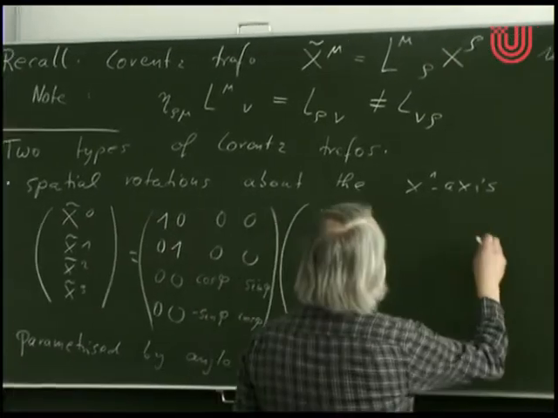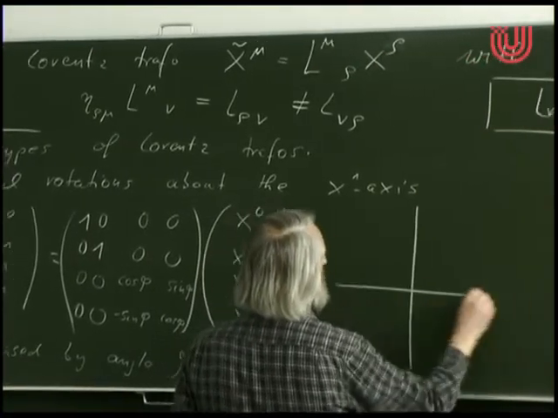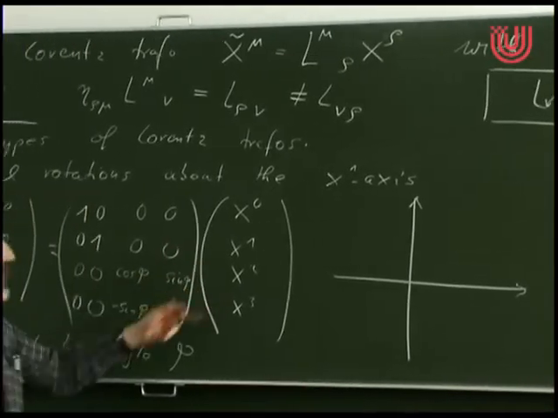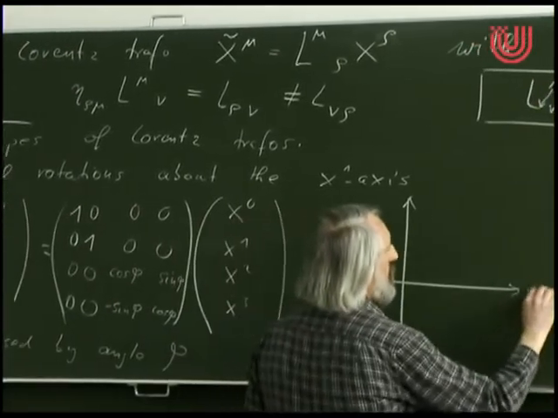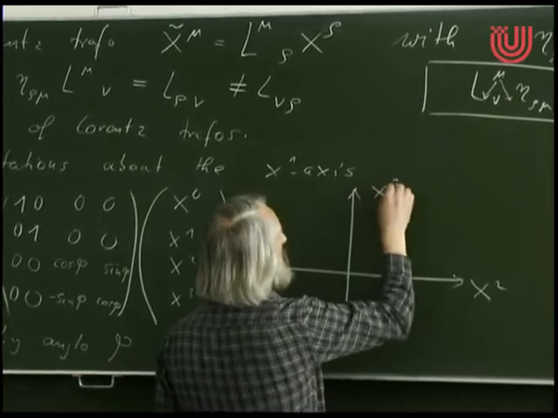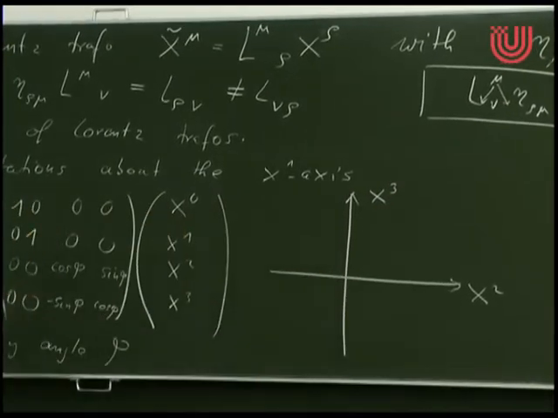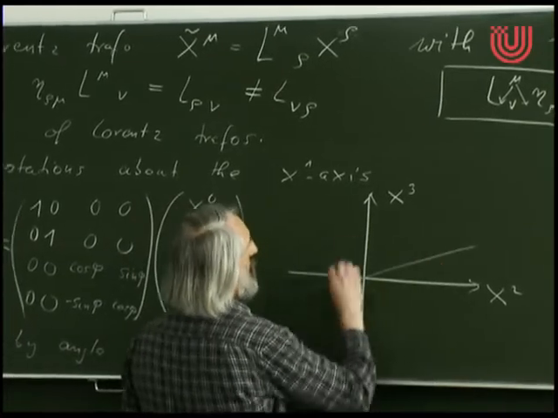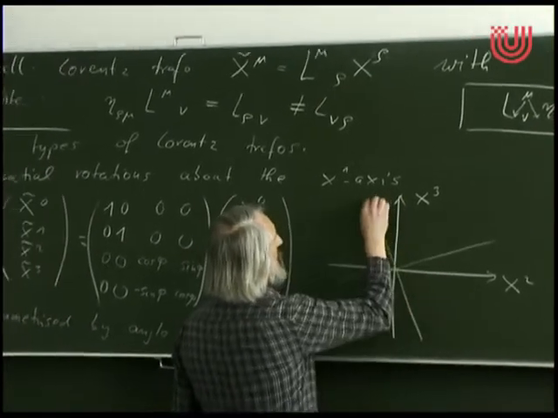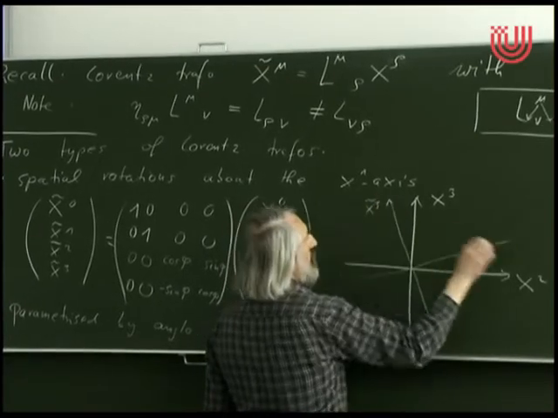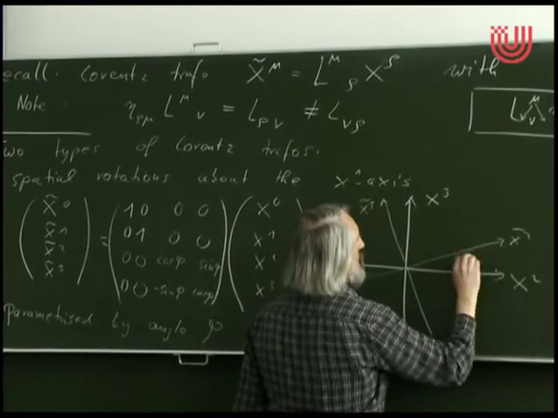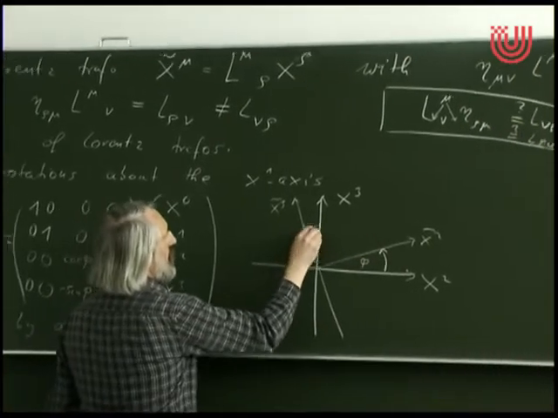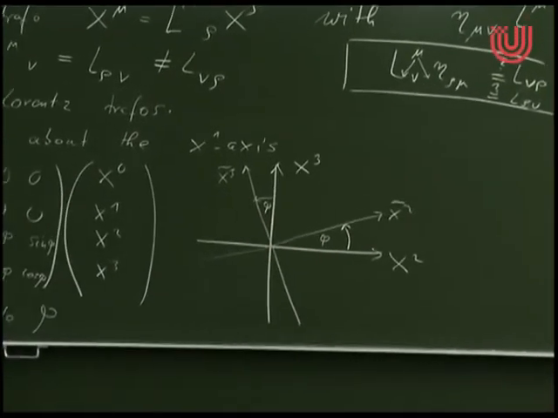Okay, and I think everyone is able to translate this into a picture. So the relevant thing happens in the x2, x3 plane. So that's what I draw here. So that's a purely spatial picture. Time is not shown in this picture. And then I have my rotated axes, and they are rotated by a certain angle phi. So I have x3 tilde here, x2 tilde here, and that's the angle phi. And that's also the angle phi. So that's a spatial rotation.